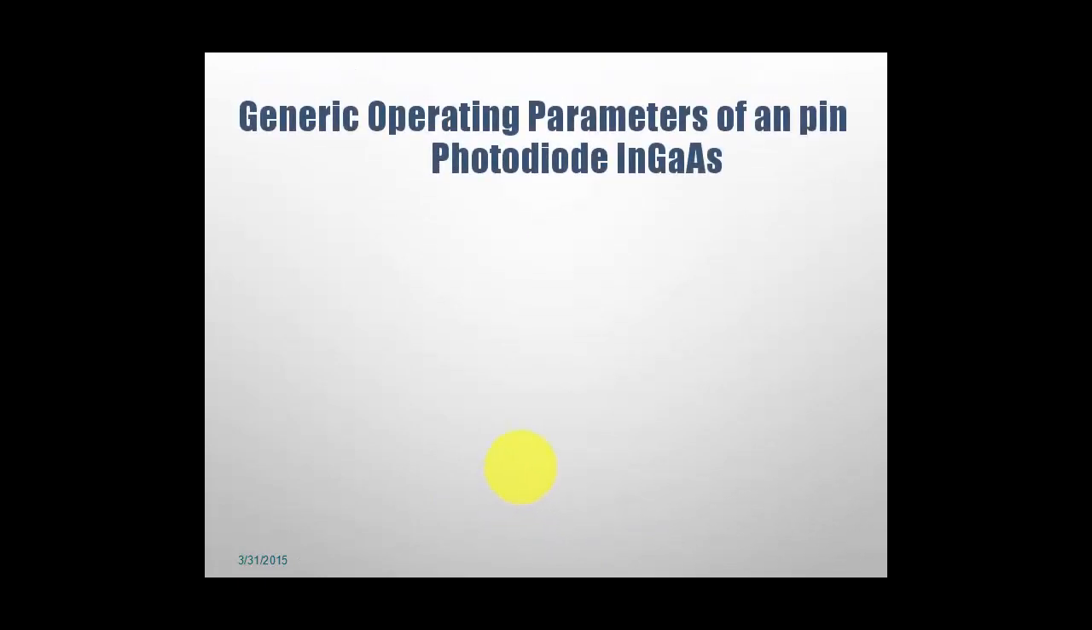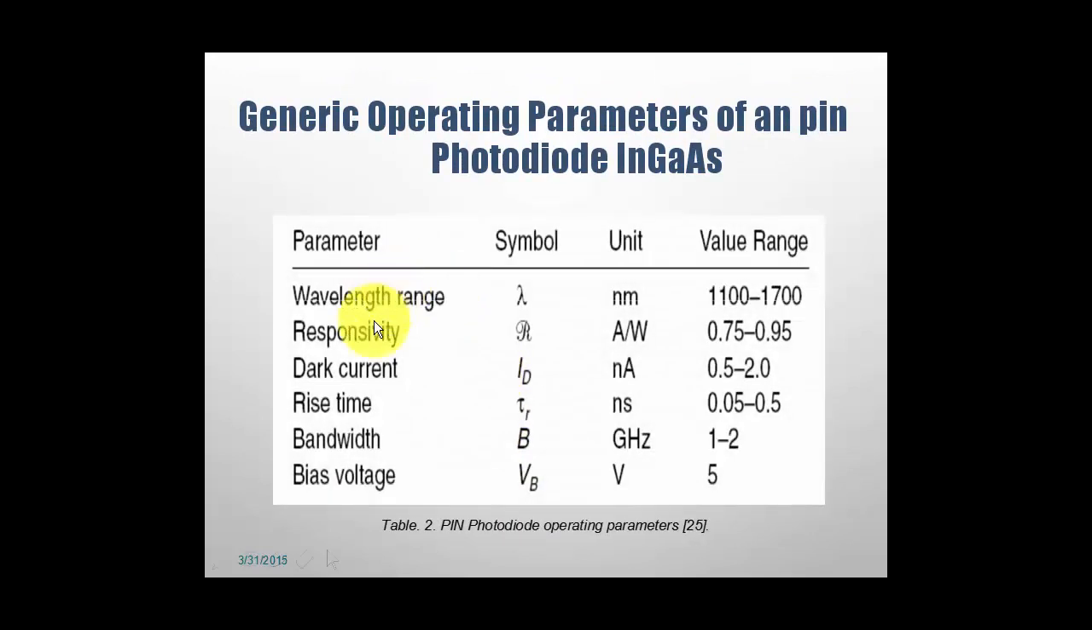The generic operating parameters of a pin photodiode. Parameters are wavelength range, responsivity, dark current, rise time, bandwidth, and the bias voltage. Symbols for the relevant parameters and units: nanometer, ampere per watt, nanoampere, nanosecond, gigahertz, and volt. So these are the ranges for these parameters.